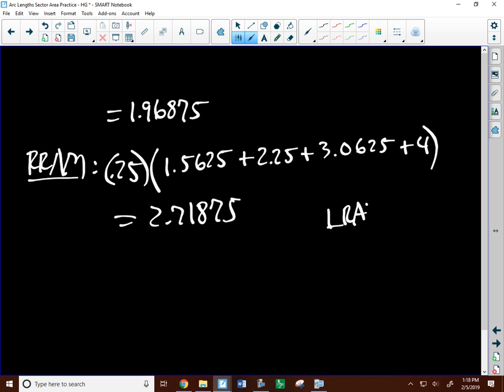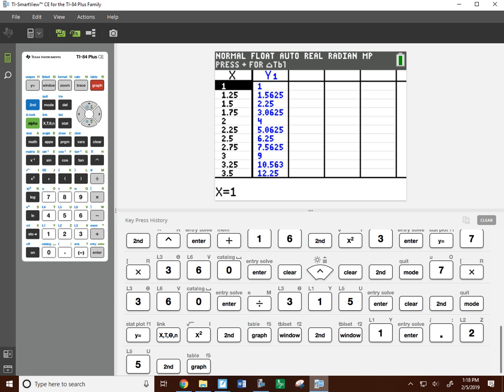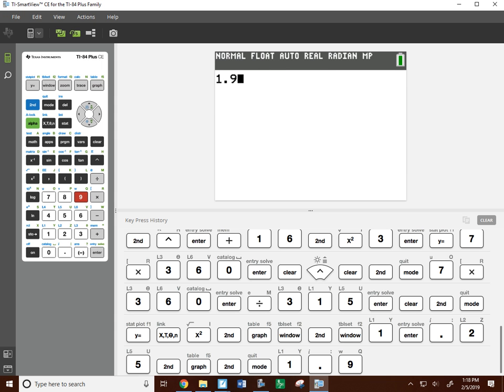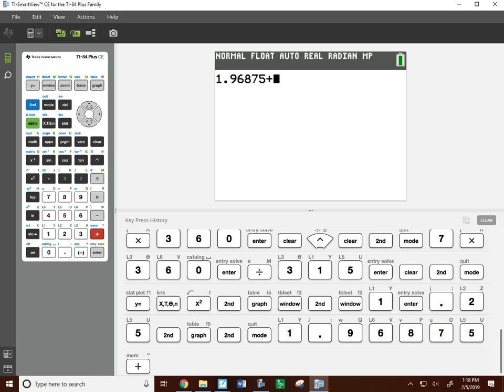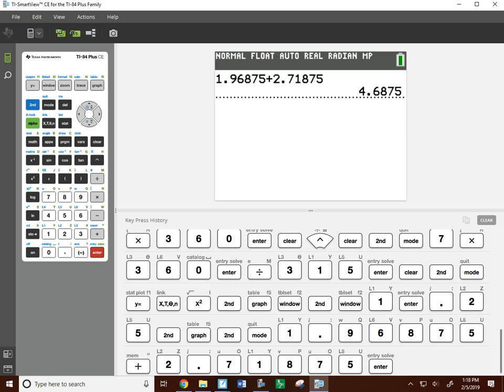Then what you can do is compare. You do an average of these, left plus right divided by 2. And you're going to see that it's the same as the one above. So I just want to show you here. So I go 1.96875 plus 2.71875. I do an average by dividing by the 2, and that is the same number from the top. So you do an average, and it's the same as the top. Okay.